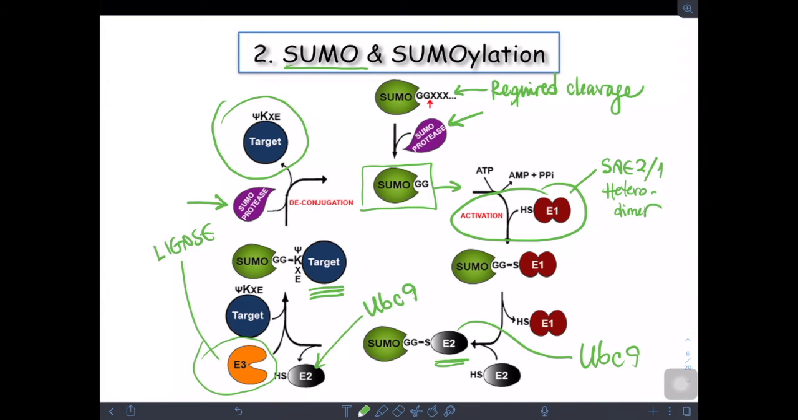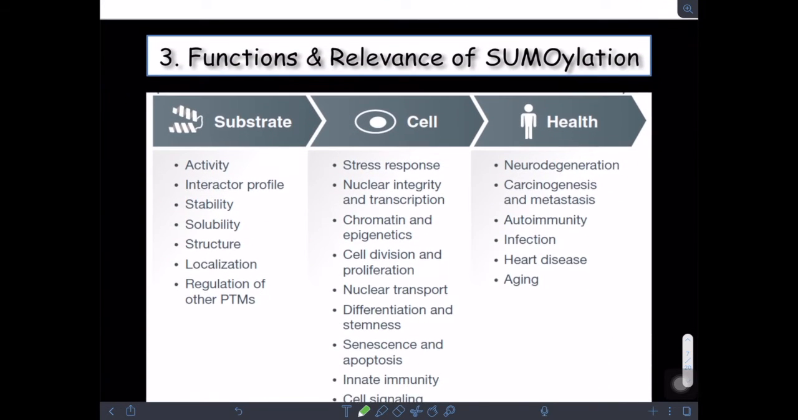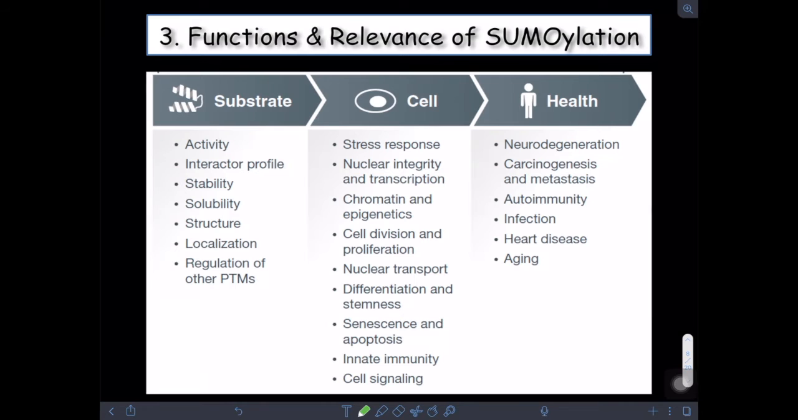Now, in sharp contrast with ubiquitination, which is typically associated with protein degradation by targeting proteins to the proteasome, SUMOylation affects protein function in many different ways. Among others, some of the effects that are produced by SUMOylation include changes in the stability, the solubility, the structure, and the localization of the target that is being SUMOylated.